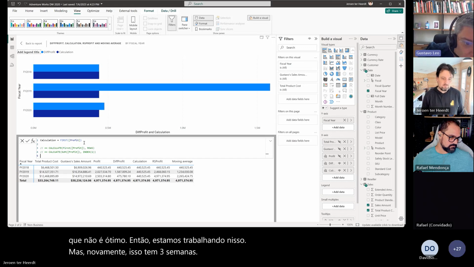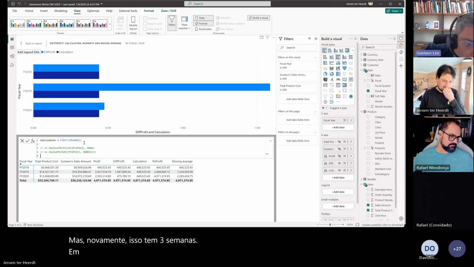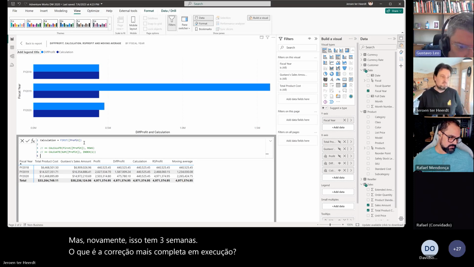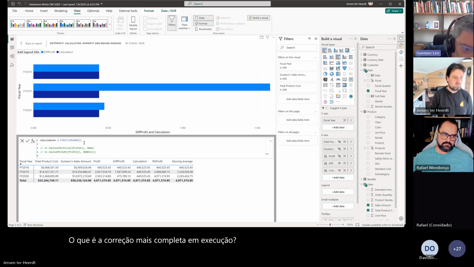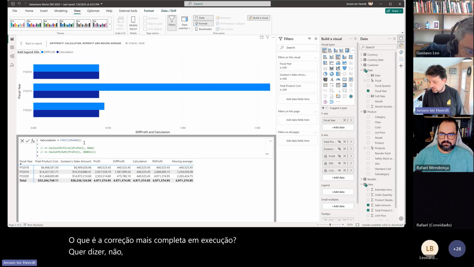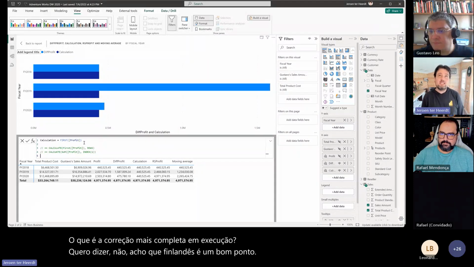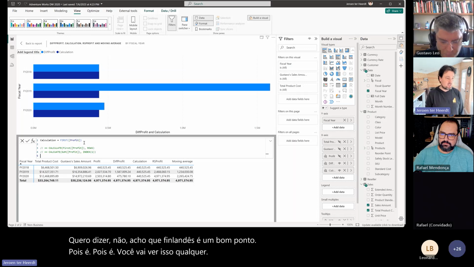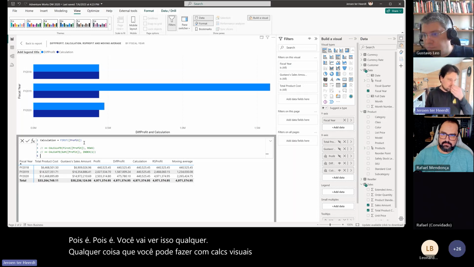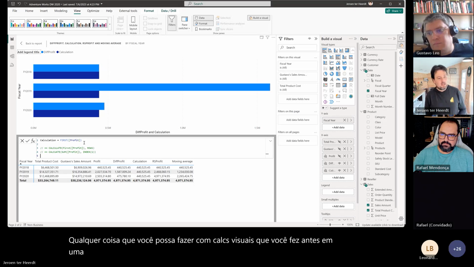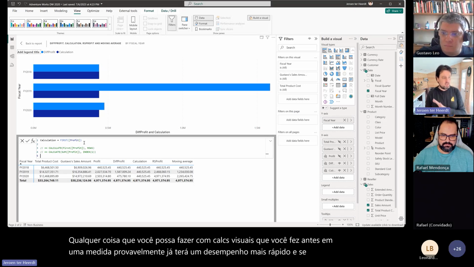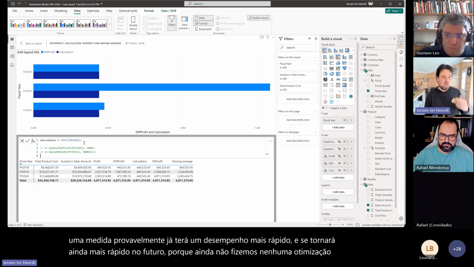performance, it's better nowadays to utilize visual calculations for these more complex running measures or moving averages rather than building the measures themselves. No, I think Vinicius has a good point. You will see that anything you can do in Visual Calcs that you did before in a measure will probably perform faster already. And it will become even faster in the future because we haven't done any performance optimization yet on visual calculations. We will, but it's already faster.